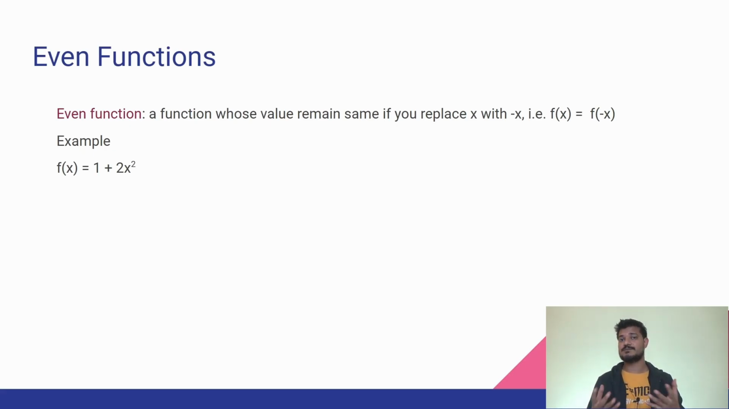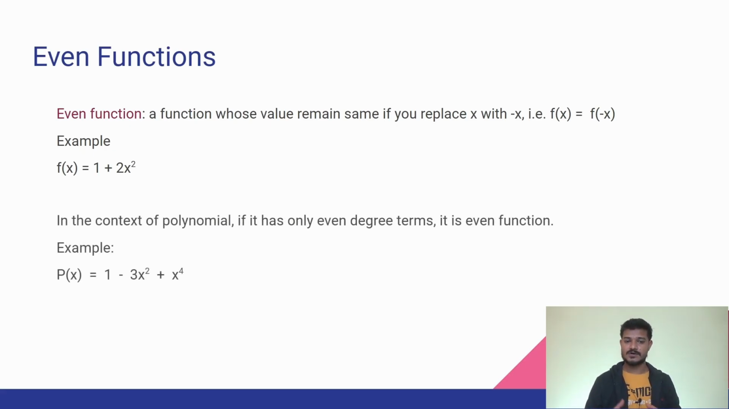And since we are talking about polynomials, in the context of polynomials, if it has only even degree terms, then it is an even function, right? For example, this polynomial, 1 minus 3x square plus x raised to the power 4, only contains even degree terms. The powers of x are all even. So this polynomial is an even polynomial. That means if you evaluate it on 1 and minus 1, the result will not change.